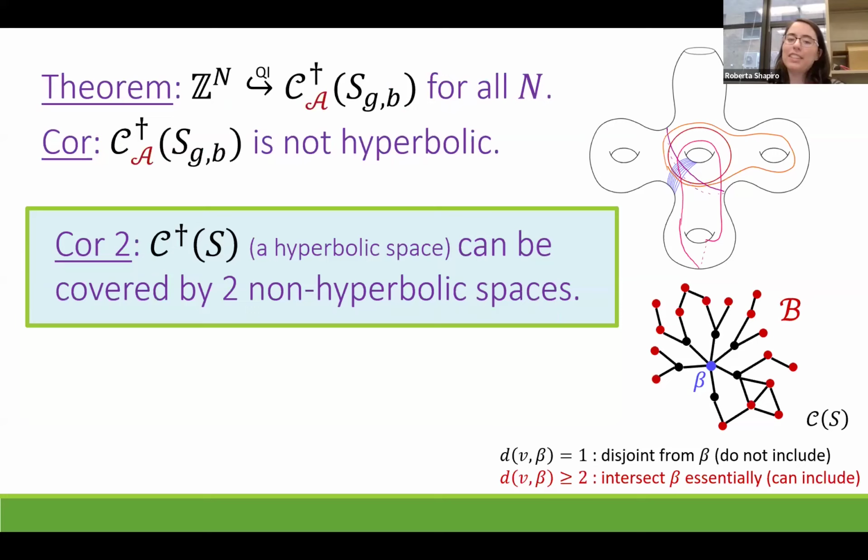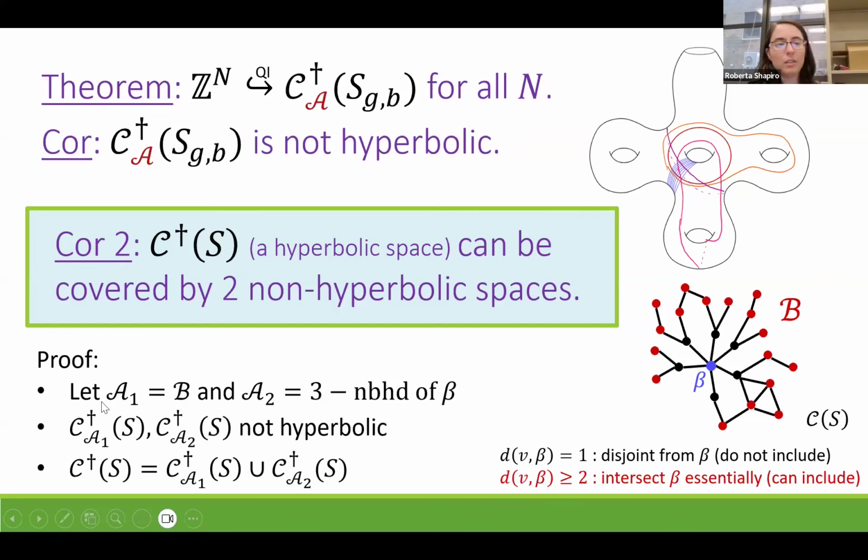But moreover, we have a second corollary, which is that our hyperbolic space, which is the fine curve graph, can be covered by 2 non-hyperbolic spaces. And these 2 non-hyperbolic spaces really kind of intertwine in a way. So in particular, we're going to take alpha 1 to be script B, and alpha 2 to be, all right, this is an interesting thing. Basically, we just take beta, and we're going to take some curve further from beta, maybe out here, and everything distance at least 2 from here as well. So that's going to be script A sub 2.